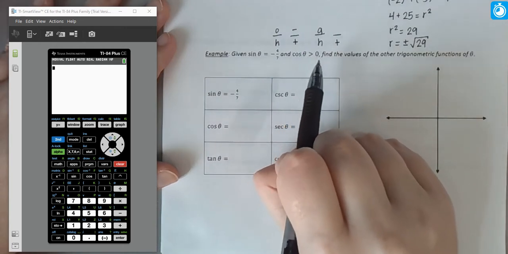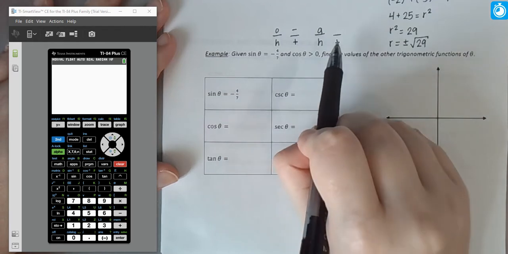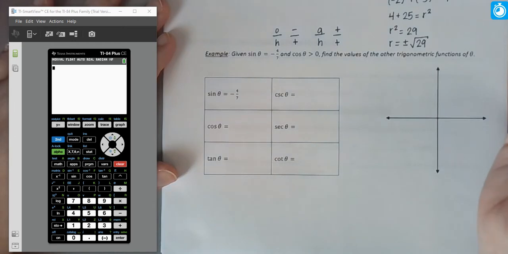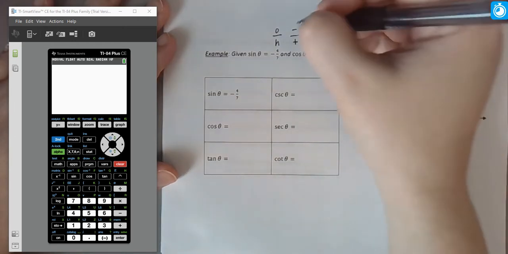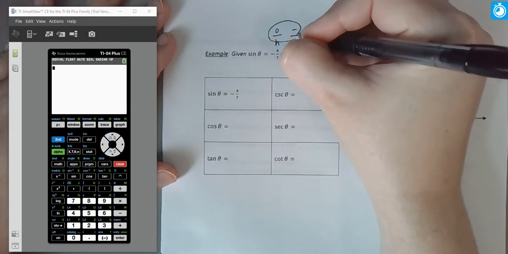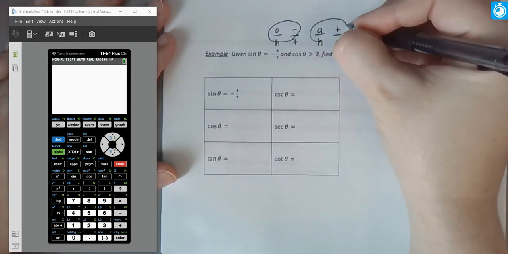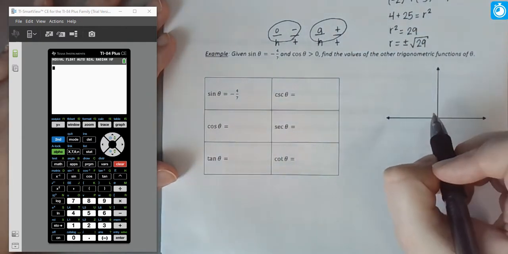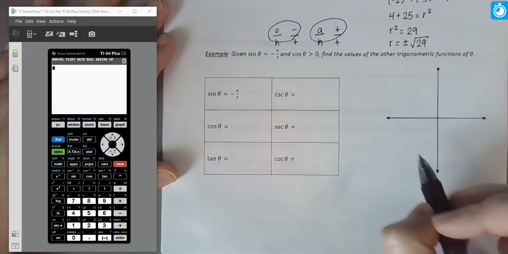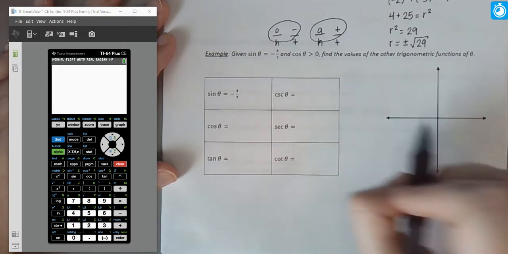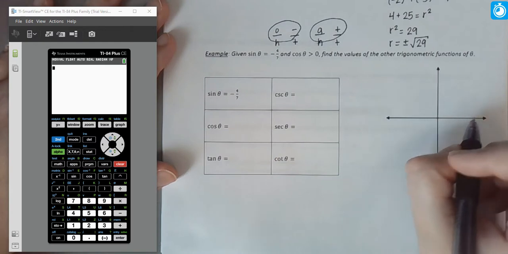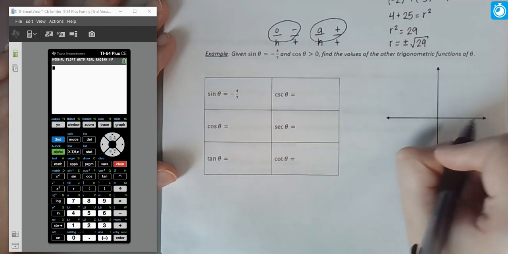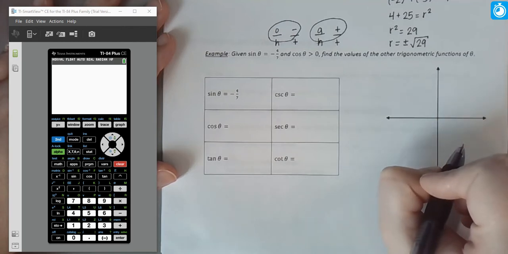If this ratio is supposed to be greater than 0, it's supposed to be a positive number, then that means it has to result from the division of two positive numbers. So what do we know? We know that the opposite has to be negative and the adjacent has to be positive. So the opposite side, again, that's your y, has to be negative, which means we're in one of these two quadrants. But the adjacent side, which is going to be your x, has to be positive, which means the adjacent side is along the positive x-axis.